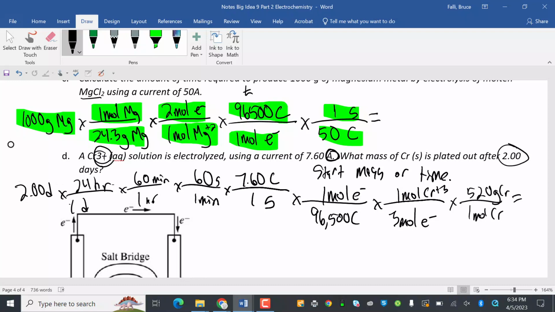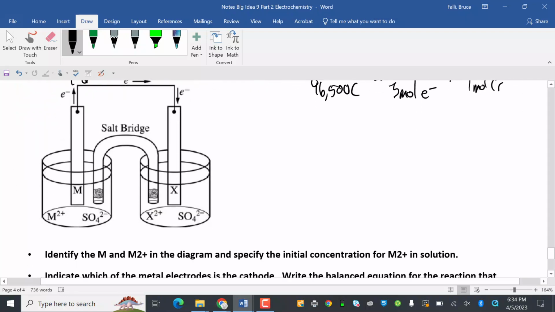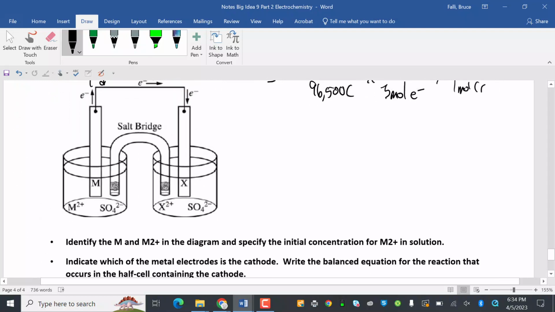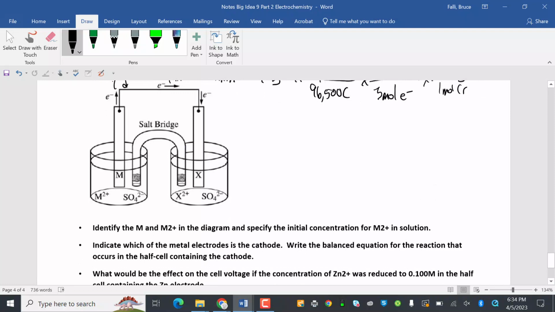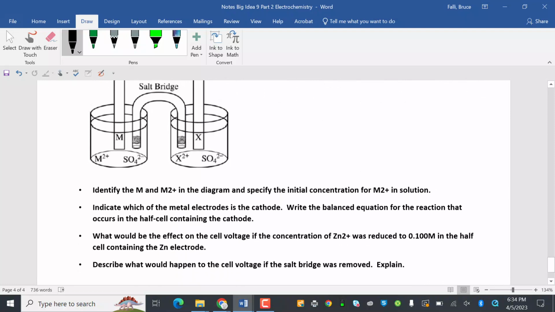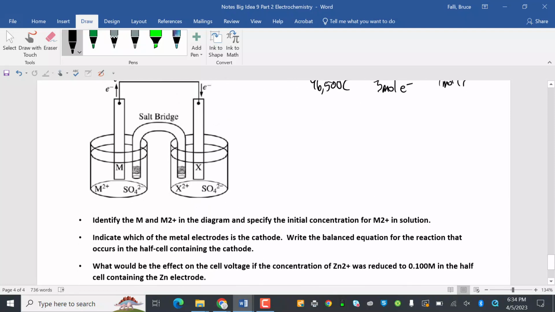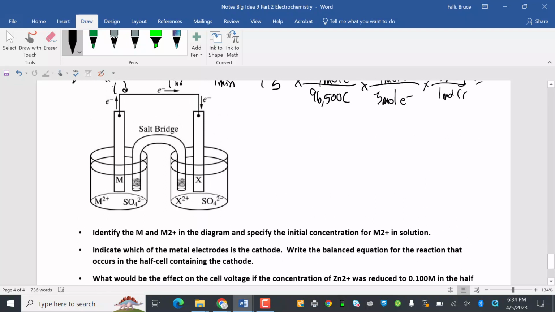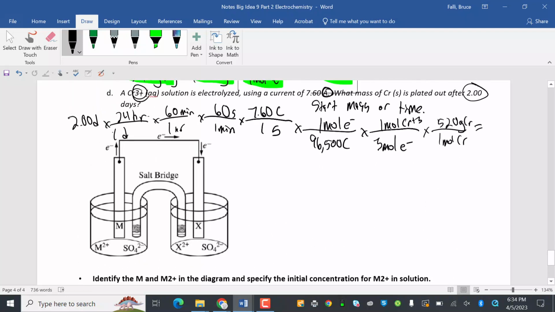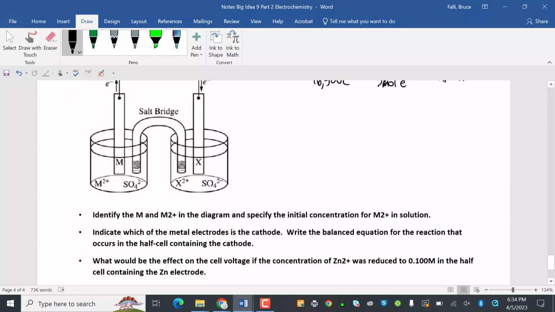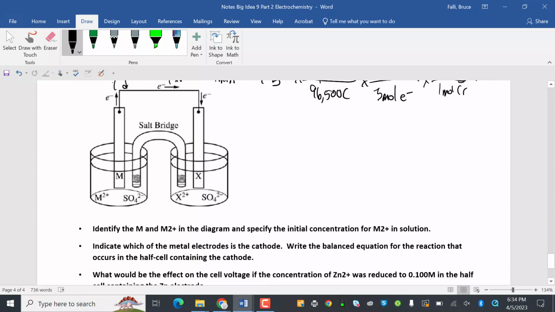Needless to say, we do a whole bunch of these problems so that they get more happy with you than normal. We're doing a problem here, and we'll be done. Identify the M and M plus 2 in the diagram and specify the initial concentration of M plus 2 in the solution. I think I'm missing something here. Okay, so looking at this, I'm going to skip this for just a second.